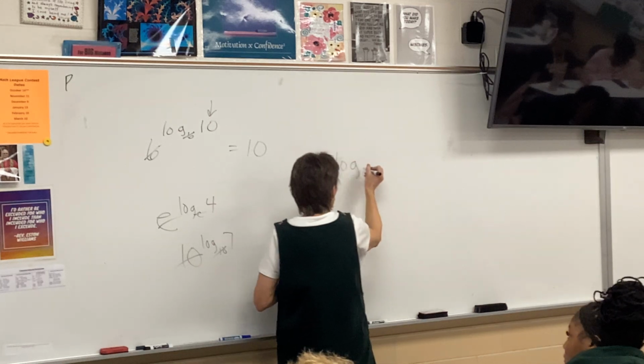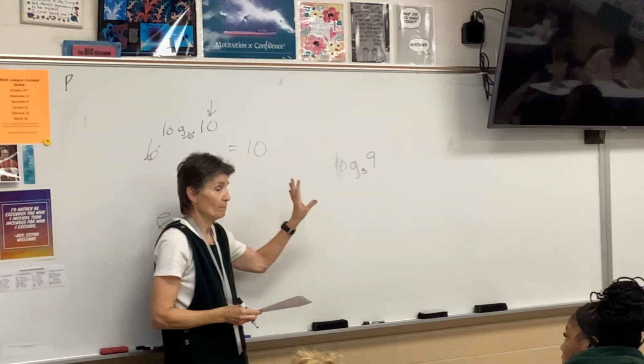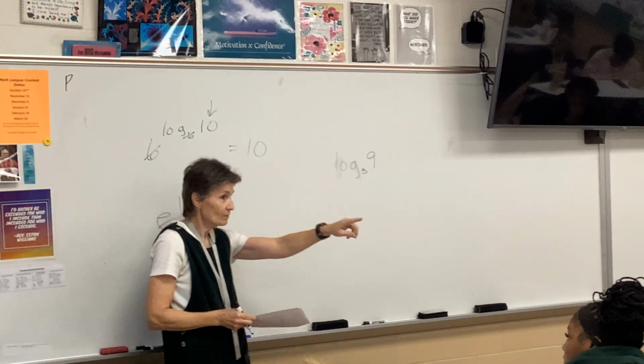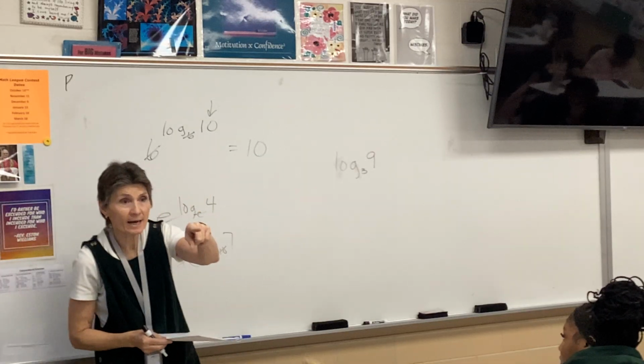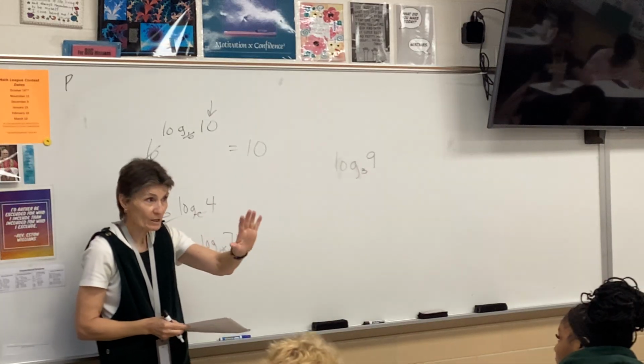I'm looking at problem 20. What if that had been the problem? Just that. What's the answer? 2. Why is the answer 2? Because 9 is 3 squared. Right, you good on that?